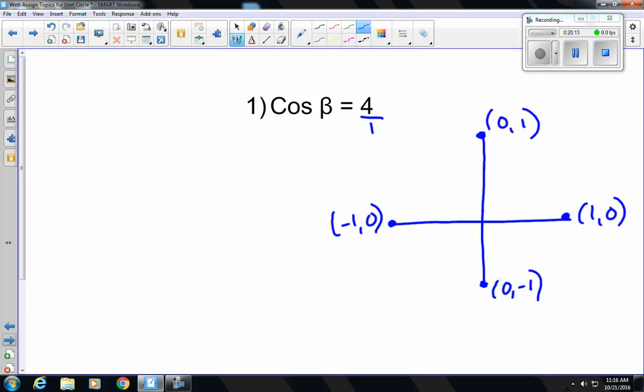Why? Because 1 is the hypotenuse, so automatically it couldn't be over 1. That's right, because the triangle won't even close at that point, will it? If the hypotenuse is only 1, and it's supposed to be the longest side of the triangle, how could x possibly be 4? Right? So the answer to this question, all caps on WebAssign, is no solutions.